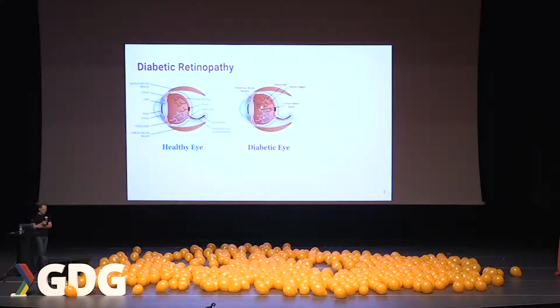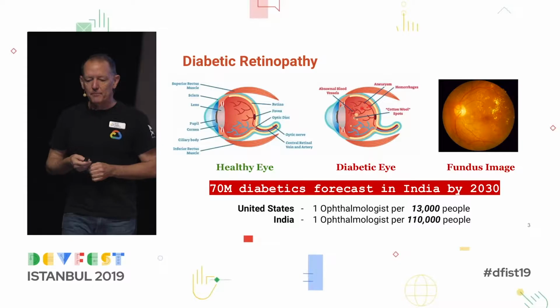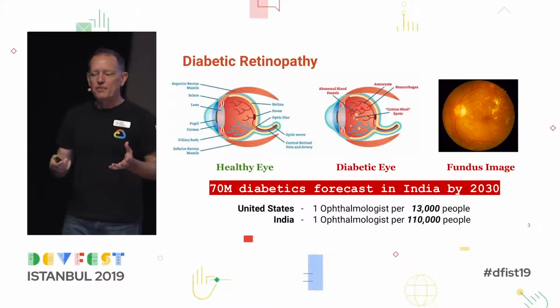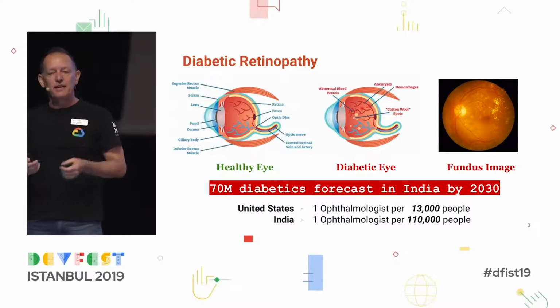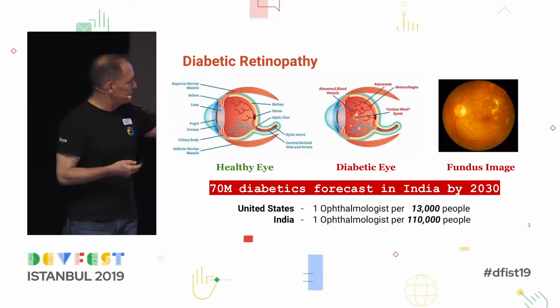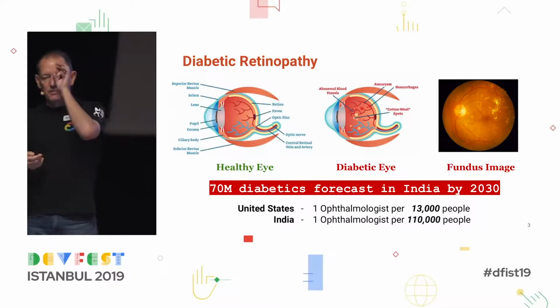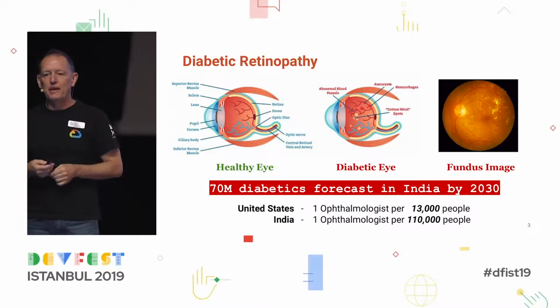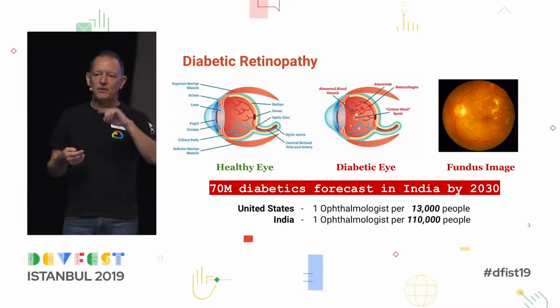A great example of a problem that can't be done at scale is diagnosing a disease called diabetic retinopathy. This is a disease that diabetics get in their eye that will eventually lead to blindness if it's not treated. Diabetic retinopathy can be diagnosed very easily by taking what's called a fundus image, which is this image on the right. It's an image an ophthalmologist takes by putting a special camera very close to your eye and taking a picture of the back of your retina.